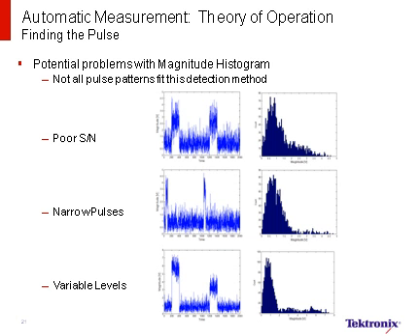However, there are potential problems with sole reliance on the magnitude histogram. Not all signals have good signal-to-noise ratio. Not all pulses have good signal-to-noise ratio. Some pulses are very, very narrow, and especially when looking at signals over the air, you could have variable levels of signals, which make it more difficult for an algorithm to see a bimodal distribution of the histogram.